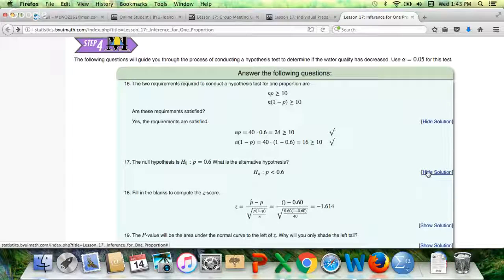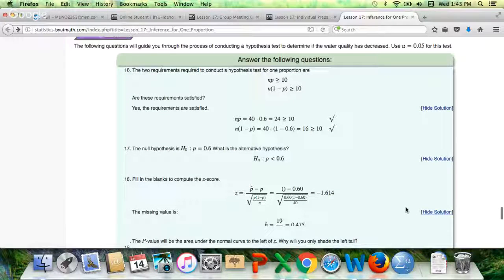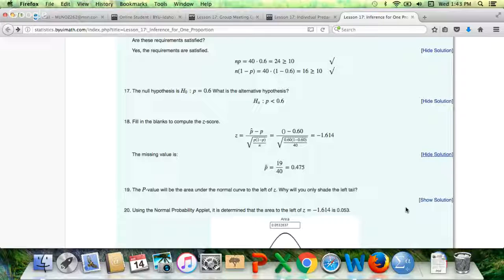Is it 0? Because if we do that math right, 0.60. Maybe it's not a 0. It's just parentheses now that I look at it closer. It says fill in the blanks. Number 18, is that what you're looking at? Yeah. Fill in the blanks to compute the z-score. What is the missing value? Oh, it's the p-hat. So it's 0.475. Okay. That's right.